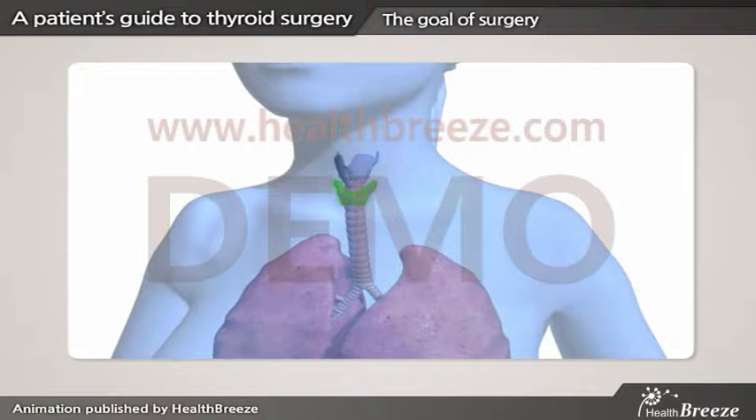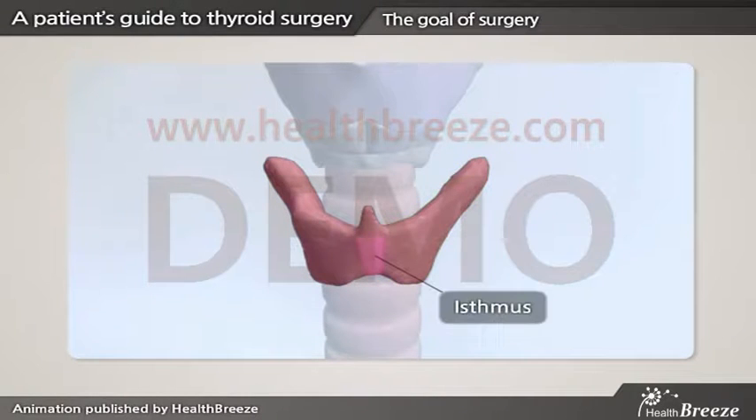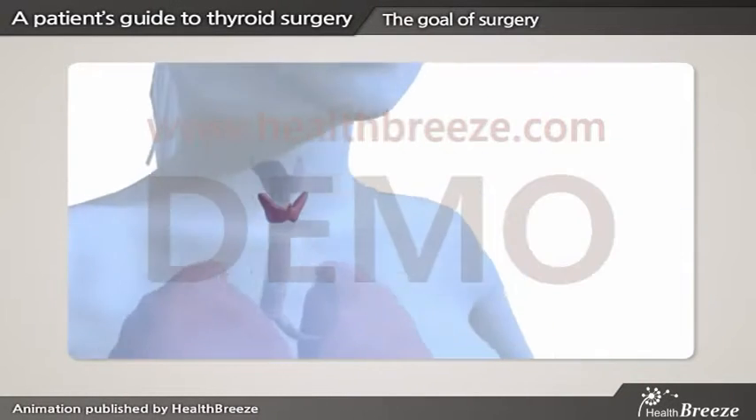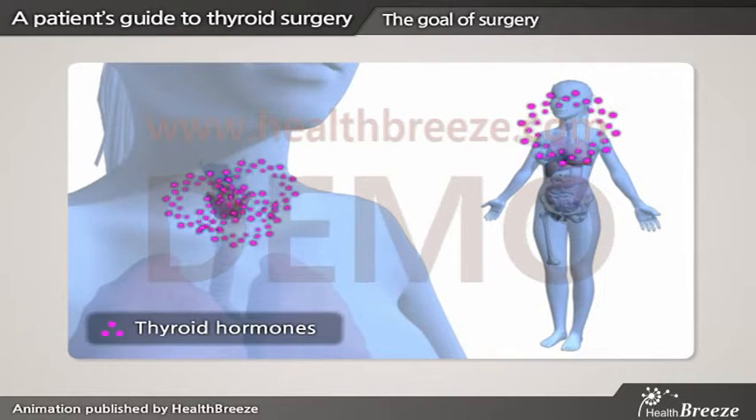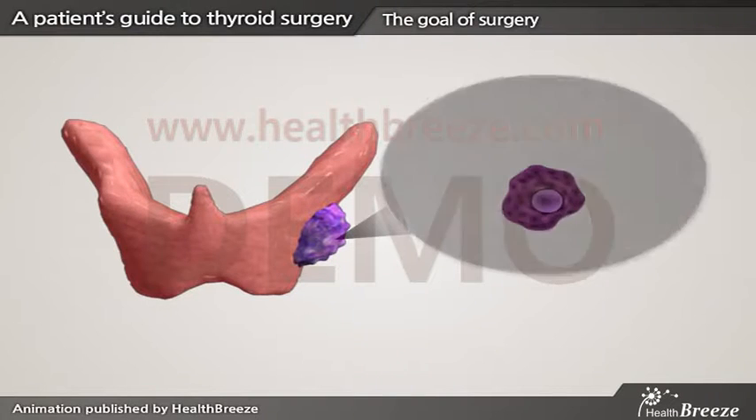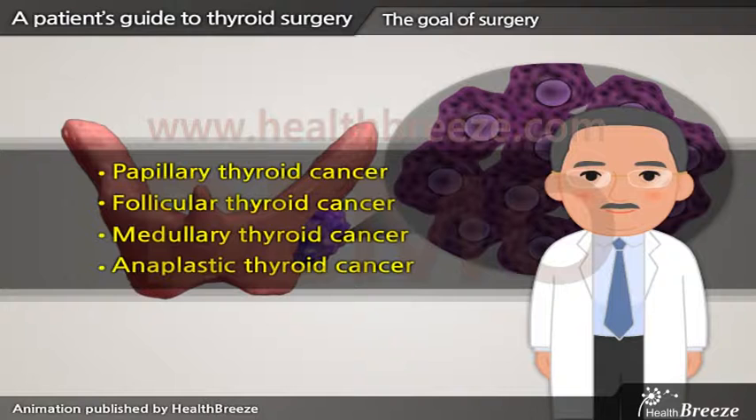The thyroid gland is a butterfly-shaped hormonal organ located on your lower neck, which is anatomically divided into left lobe, right lobe, isthmus and pyramidal lobe. The gland secretes thyroid hormones which regulate many metabolic functions in your body. Thyroid cancer develops from normal thyroid tissue. Based on their cellular origin and microscopic findings, thyroid cancer is classified into papillary, follicular, medullary, or anaplastic thyroid cancer. Treatment options can vary depending on the cancer type.